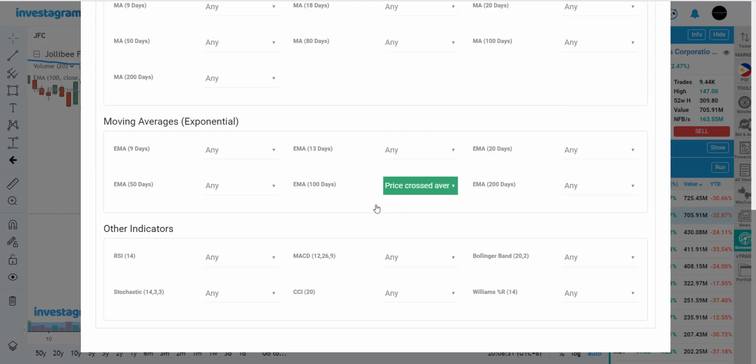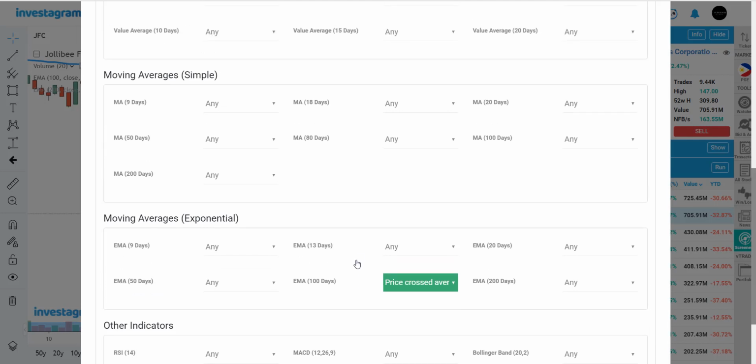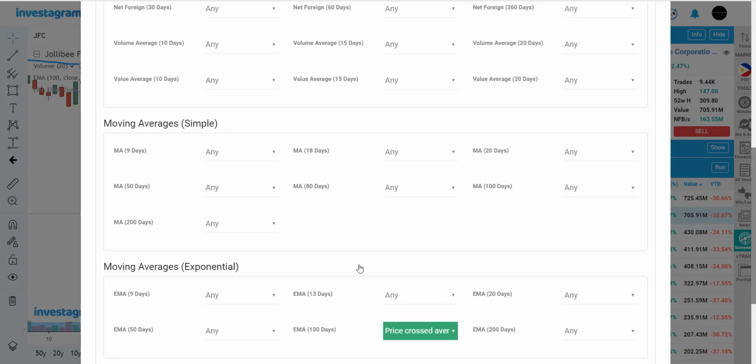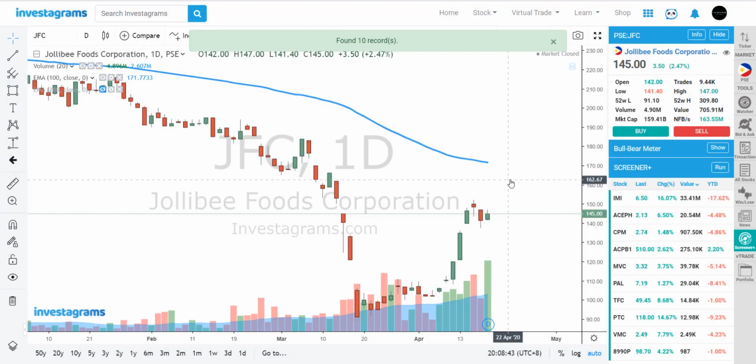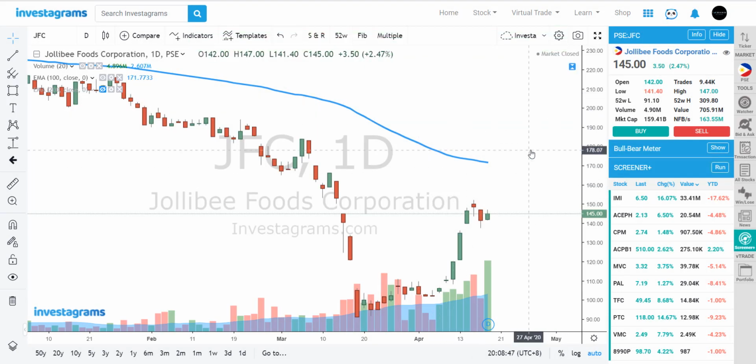So this allows us to find the stocks that just snapped above that 100-day EMA during that same trading day that you're screening it. So let's take a run. Imagine that we get 10 results out of 200 plus stocks. So this instantly makes the screening process faster.